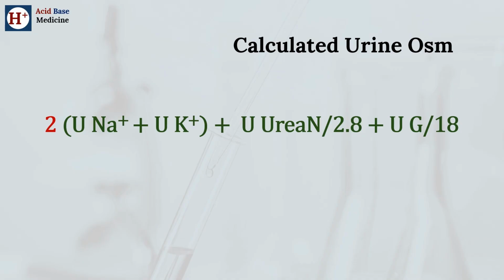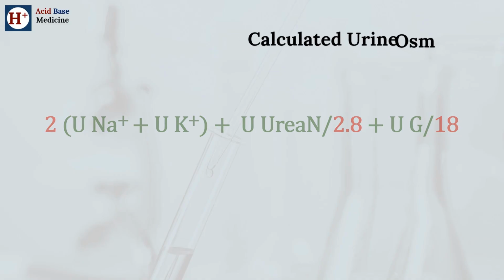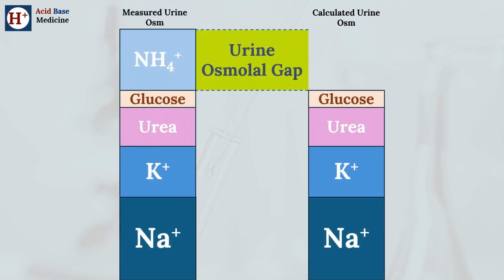This ensures that the calculated osmolality reflects the total osmotic contribution of these electrolytes, including their anionic counterparts. The divisors 2.8 and 18 are needed to convert the urea nitrogen and glucose concentration units from milligrams per deciliter to millimoles per liter. A normal urine osmolar gap is approximately 10 to 100 milliosmoles per kilogram, with urinary ammonium excretion being approximately one half of this value, that is, 5 to 50 millimoles per liter, due to accompanying univalent anions, whether chloride or any uncalculated anions such as keto acids.